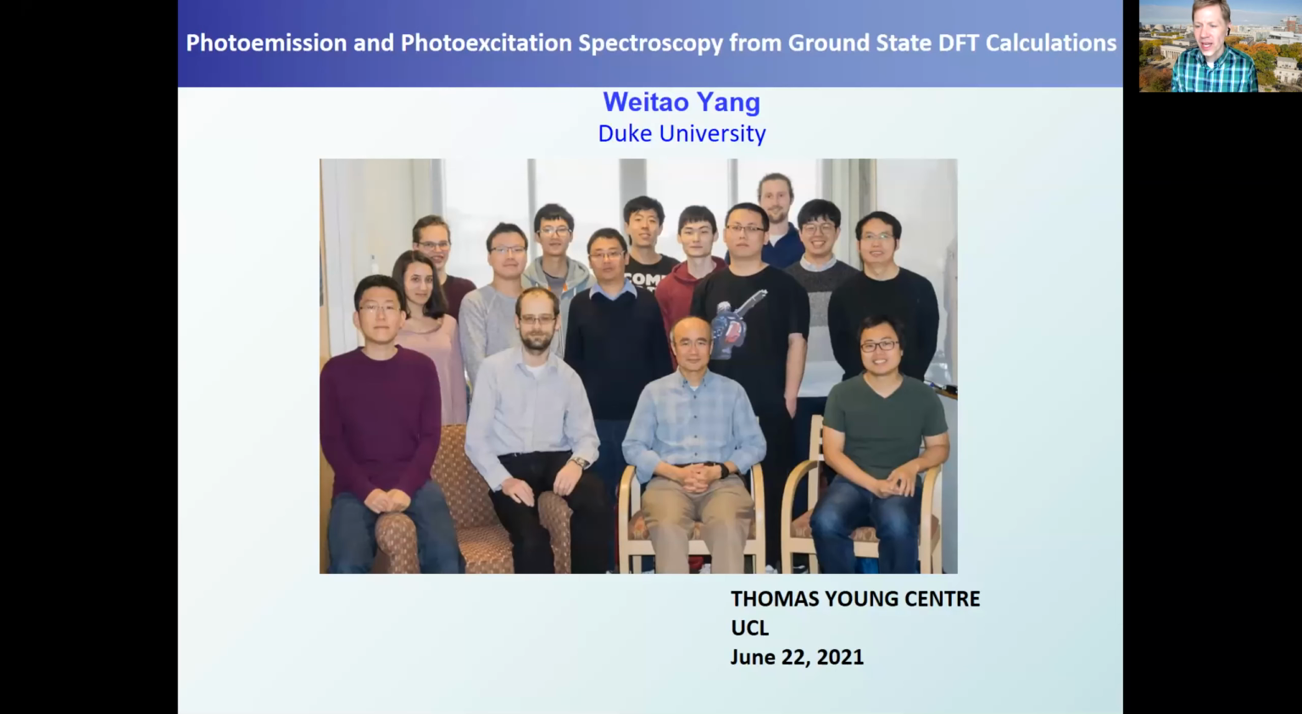And so I will hand the floor over to Weitao Yang from Duke University, our first speaker, who will be telling us about photoemission and photoexcitation spectroscopy from ground state density functional calculations. Take it away, Weitao.